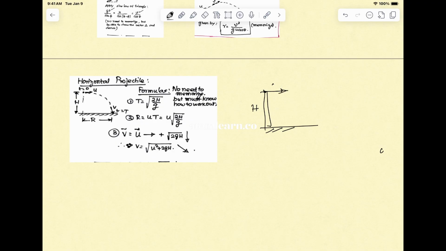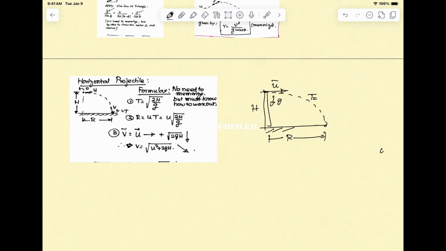Horizontal means the initial velocity u is horizontal. Therefore, because it is subjected to g vertically downwards, it will take a parabolic curve like this and then fall and reach the ground. Then we are supposed to find what is this horizontal range, that is from the foot of the building to the point where the stone falls, and also what is the time of flight, time t.